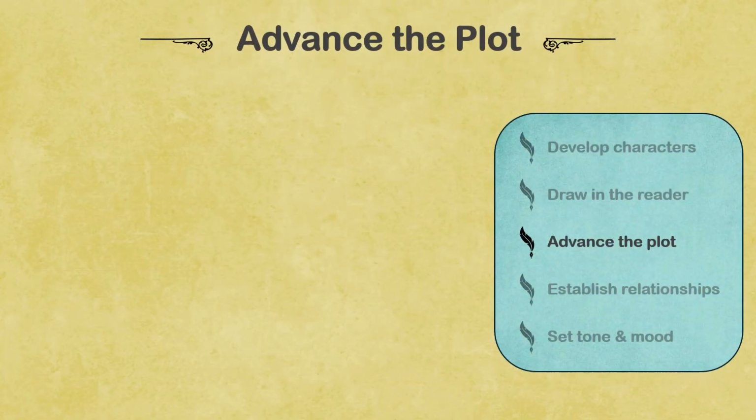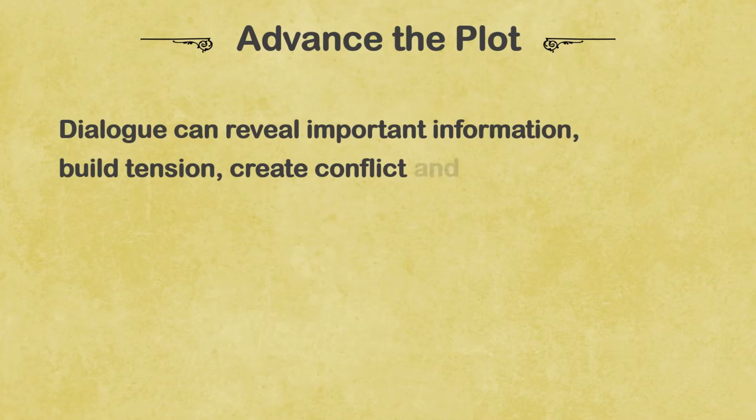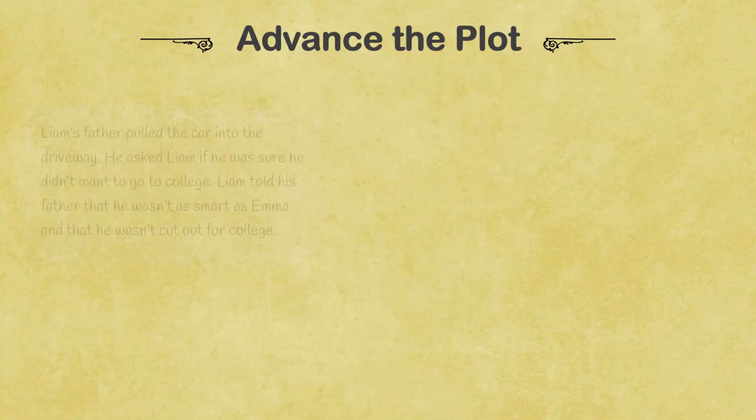Number 3. Dialogue can be used to advance the plot. Through dialogue, we can reveal important information. We can build tension or create conflict, and we can also drive the action that moves the story forward. Let's have a look at this passage.